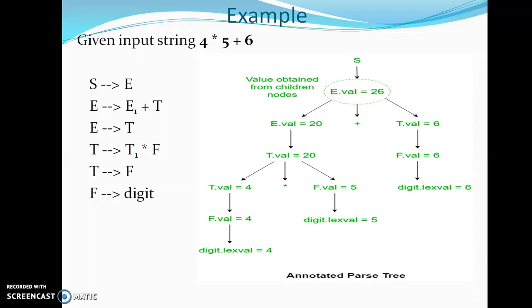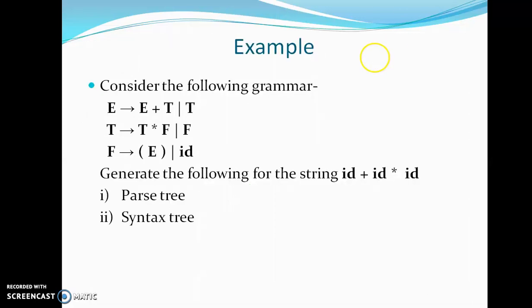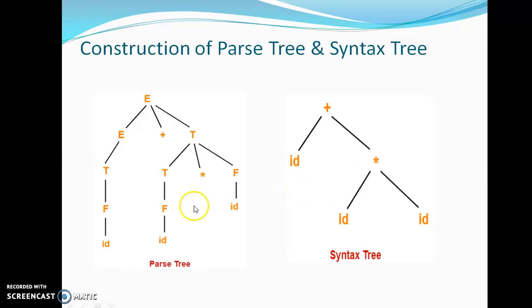So in this way, by using an annotated parse tree, we can calculate the value. Values are obtained from children nodes. It means the bottom up approach we have to use in the synthesized type. One more example here. Consider the context free grammar given here. You have to construct the parse tree and syntax tree for the given string. This is a simple example of how to construct a parse tree. We can form the parse tree for id plus id star id.